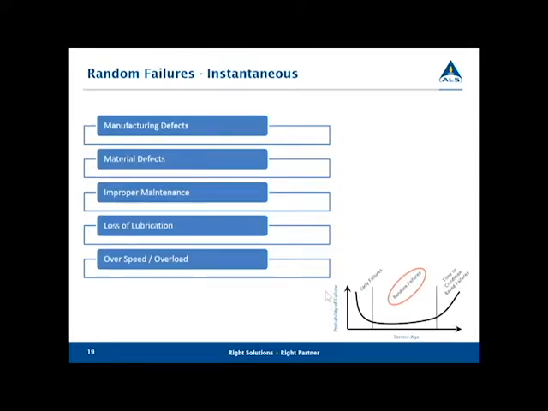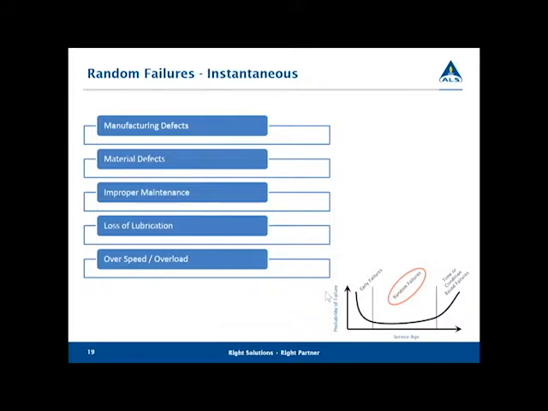We get into random failures. There's a couple different types of that. There's instantaneous random failures. Once again, that's attributed to manufacturing defects, material defects, metallurgy is wrong, improper maintenance as well. Perhaps during the commissioning process everything worked fine, but the overall maintainability of that asset was lax.